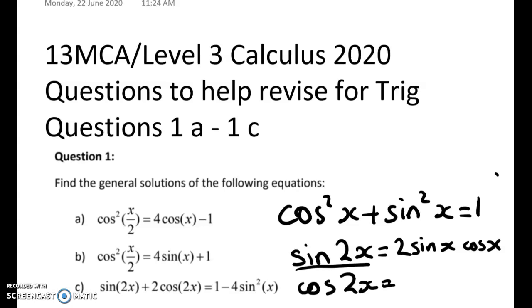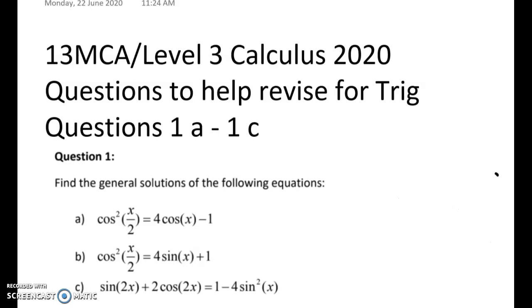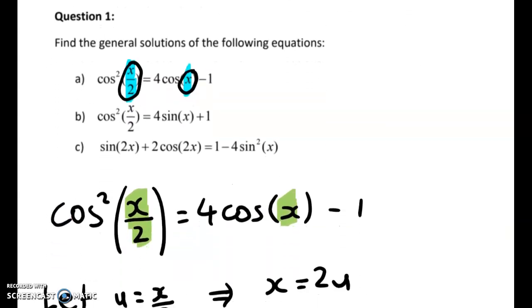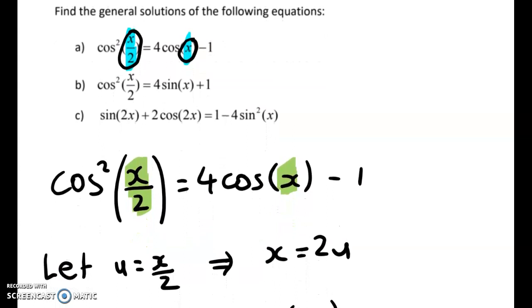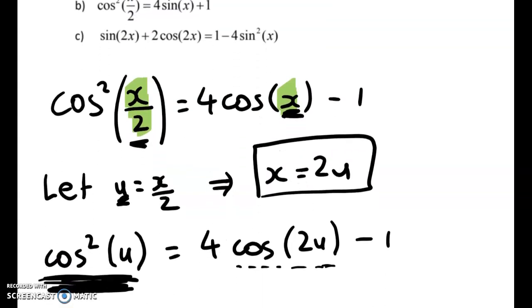Okay, so the first thing to notice, I'm going to start with question 1a, is that we've got an x over 2 in here, and that doesn't feel so good. So here we've got cos squared of x over 2, and here we've got cos of x. It's much nicer to work with an obvious double angle. So I'm going to change this into u. We start with this, but we'll let u equal x over 2. So we're going to get rid of this and replace it with u. We're going to get rid of the x and replace it with 2u. Once we've got that, we get down to here.